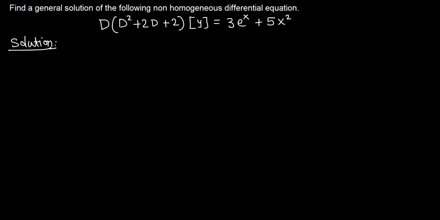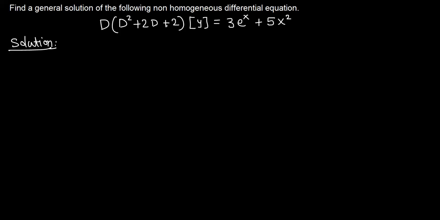Find a general solution of the following non-homogeneous differential equation. So we have something on the right hand side, not only 0. That's why this is non-homogeneous. So the solution will be given by two parts.